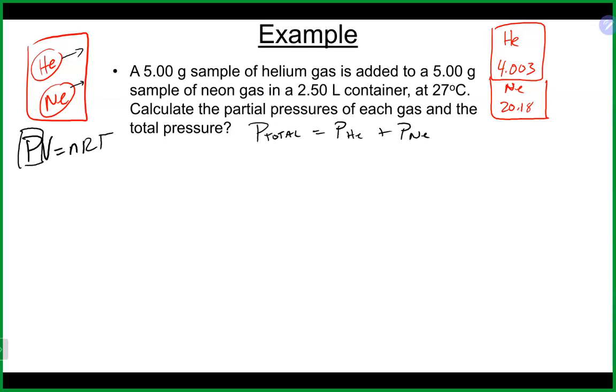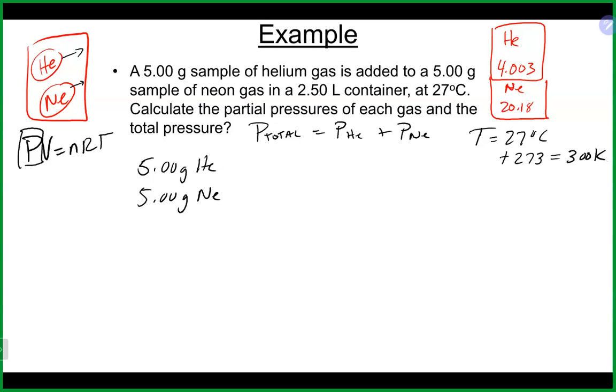So let's just take out our information that we got going on. We got 5 grams of helium. We also have 5 grams of neon. We have a temperature that is 27 degrees Celsius. Since we know it's a gas law, we do need to convert that. So that's going to be converted into Kelvin for sure. It's going to be 300. We also have a volume that is 2.5 liters. And remember, since they are in the same container, they have the same volume and they have the same temperature. So that's going to go for both gases.